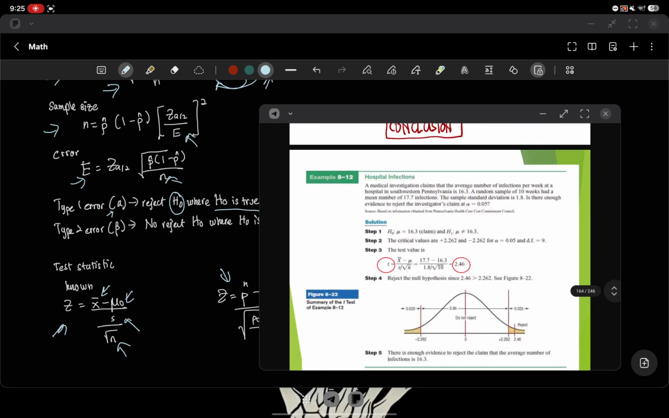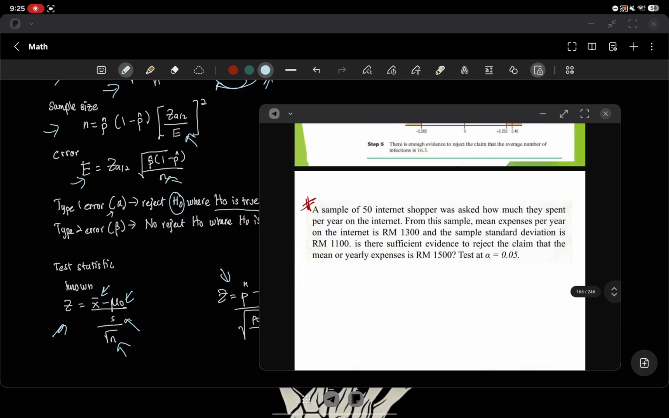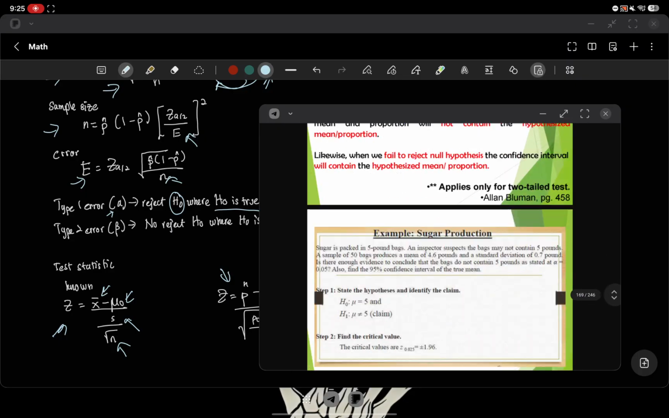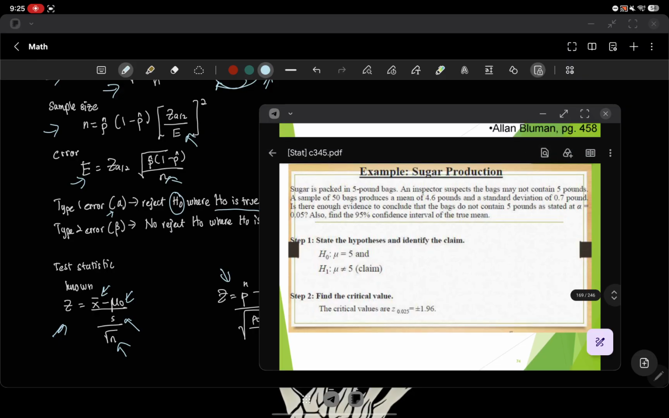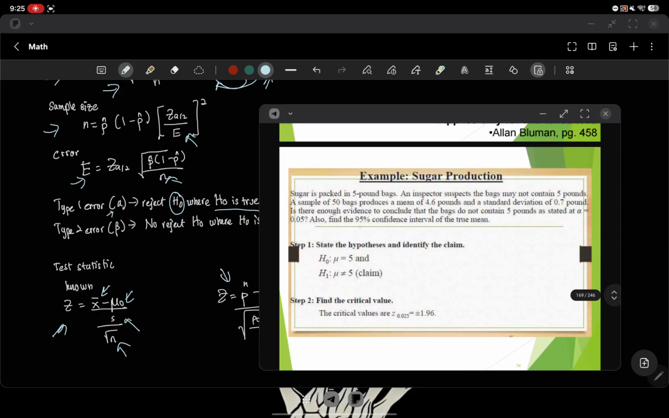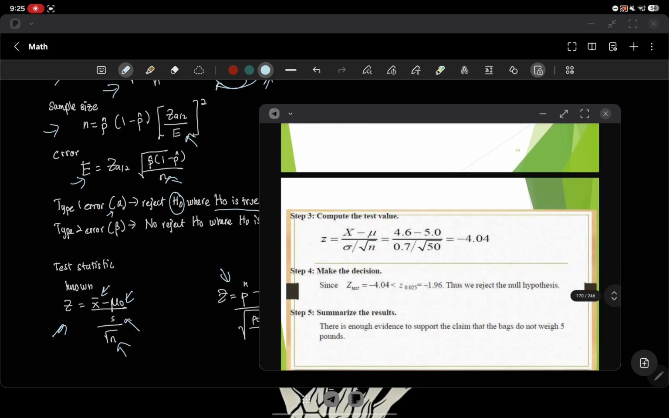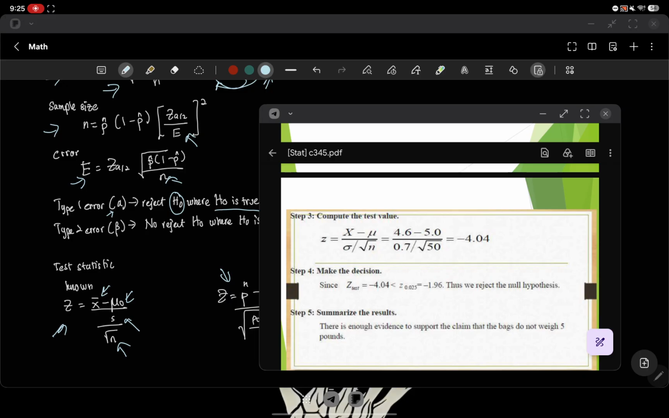Okay, next, this is another example. Sugar is packed at 5 pounds, but an inspector may say that it's not 5. They take a sample of 50 with a standard deviation of 0.7 and alpha of 0.05, which means 0.025 per tail, and 95% confidence means 1.96, which they have given. Plugging everything into the formula, we get negative 4.04.